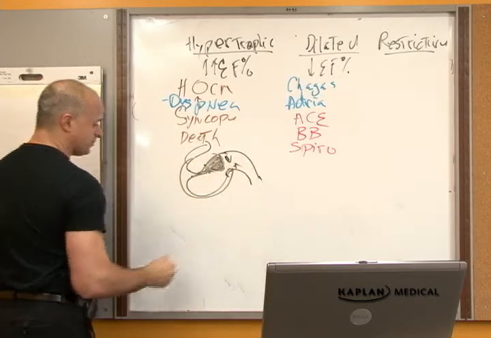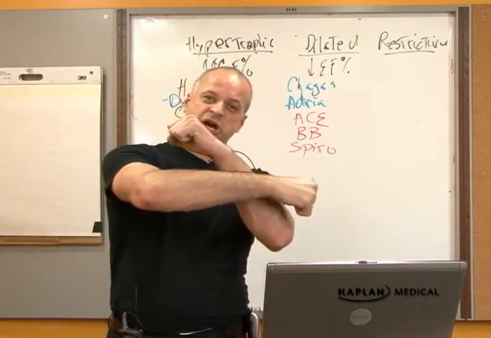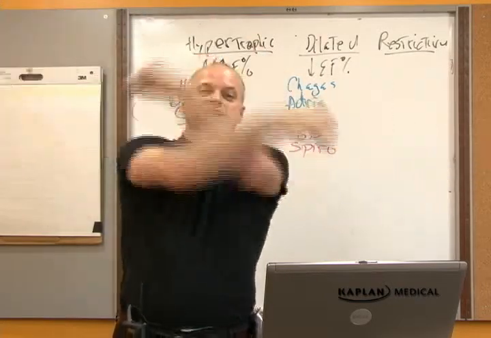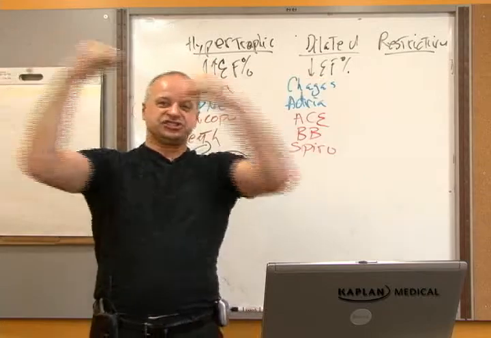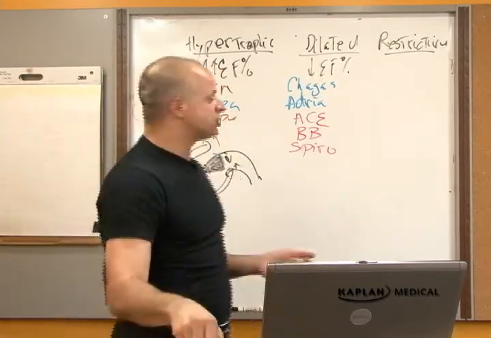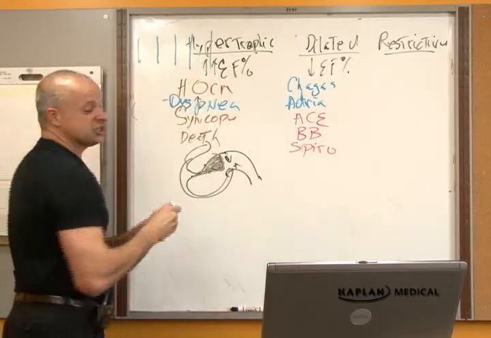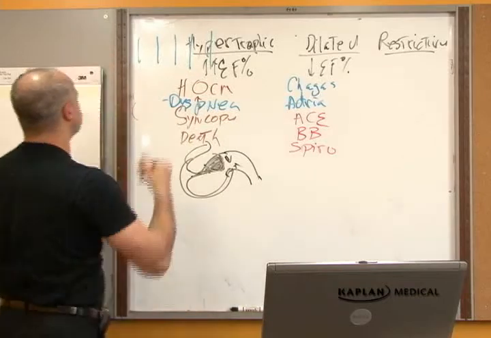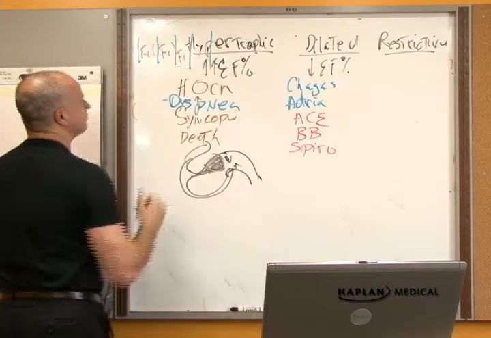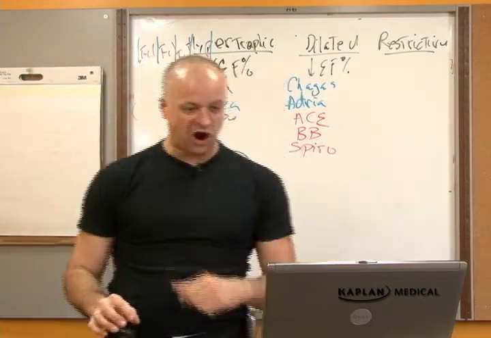Anything that makes the chamber smaller increases the obstruction. Chamber bigger decreases the obstruction. Digoxin empties more. Beta agonists go faster, empty more. Tachycardia. When does the ventricle fill? The ventricle fills during diastole. So with tachycardia, you don't have enough time to fill the heart.